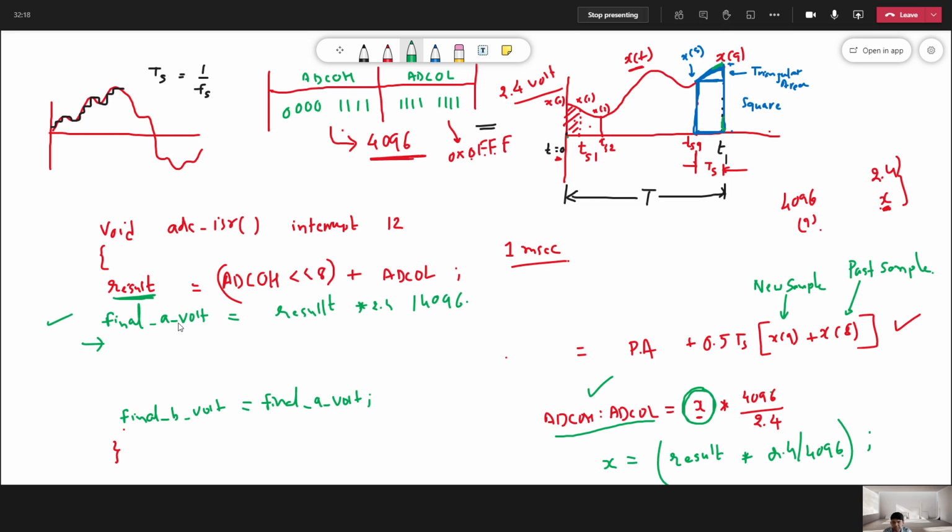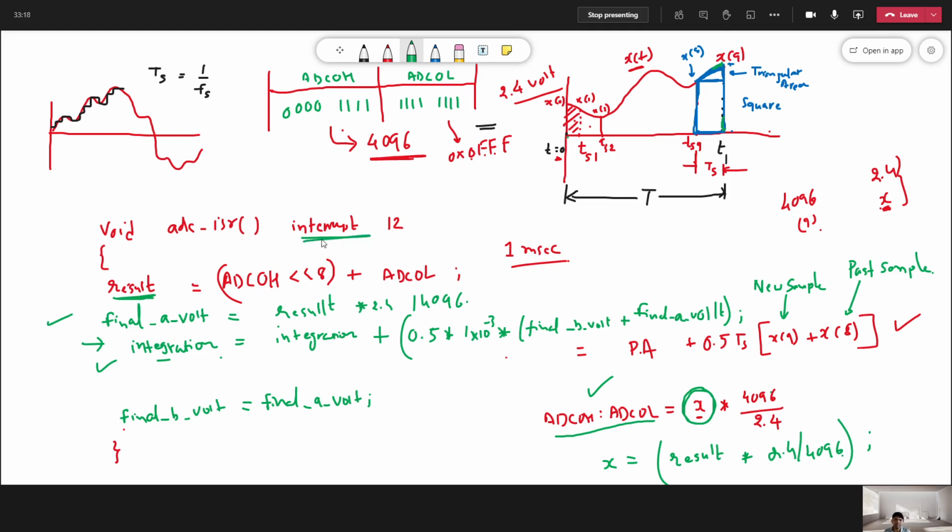So now you can find out the integration. Say we want to have the information of integration in a variable called integration. So integration is equal to the previous area that is already available in this integration, plus 0.5 into TS, which we know very well, 1 millisecond, 1 into 10 raised to minus 3, into the previous sample, that is final underscore B underscore vault, plus the fresh or new sample, that is final underscore A underscore vault. So this will give me the result of integration.